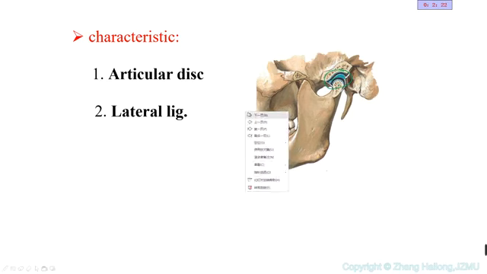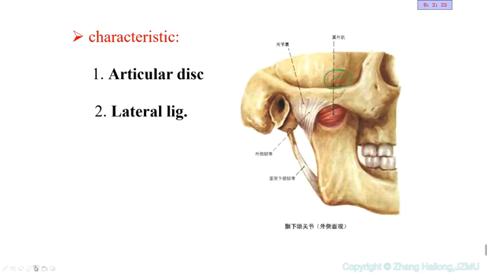The second one is on the lateral side. You see the right temporomandibular joint. On the lateral side, there is the lateral ligament from the zygomatic arch, okay, to the posterior border of the mandible. This lateral ligament can strengthen this joint and prevent the joint from moving laterally.